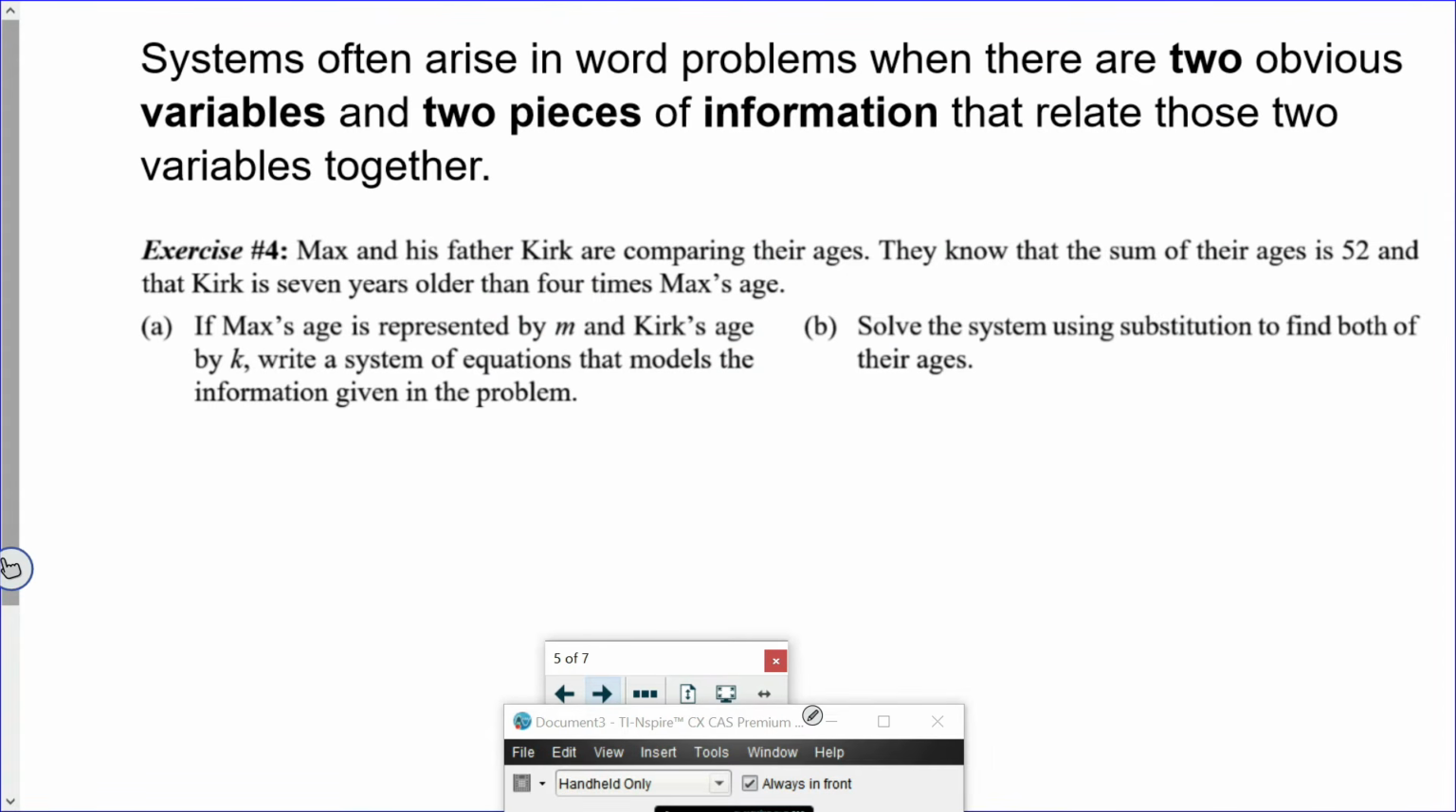Max and his father Kirk are comparing their ages. I wonder who they are. They know that the sum of their ages is 52 and that Kirk is 7 years older than 4 times Max's age. If Max's age is represented by M, that makes sense, and Kirk's age is represented by K, also makes sense, write a system of equations that models the information given in the problem.